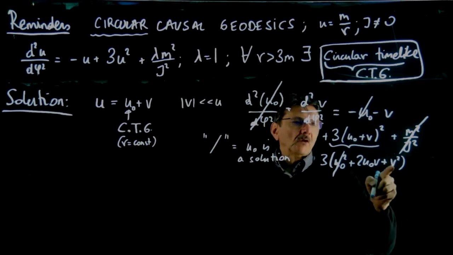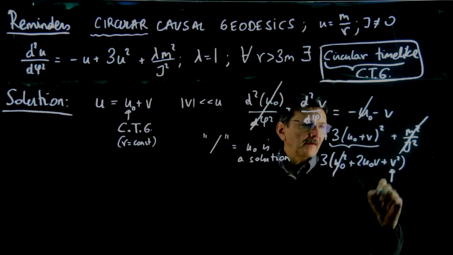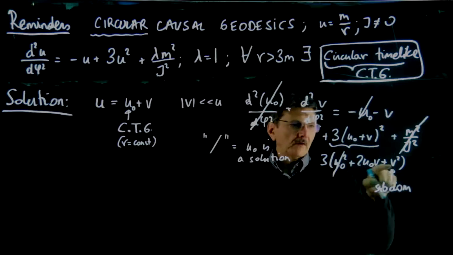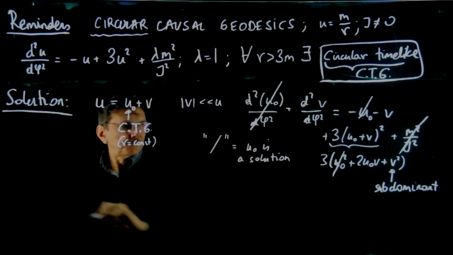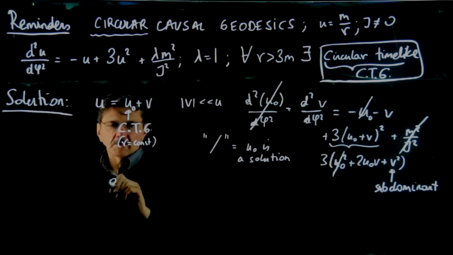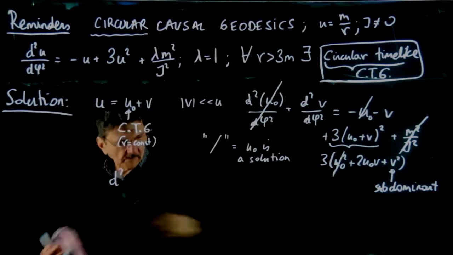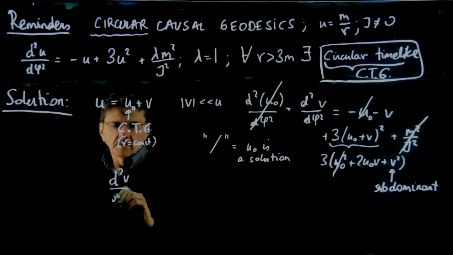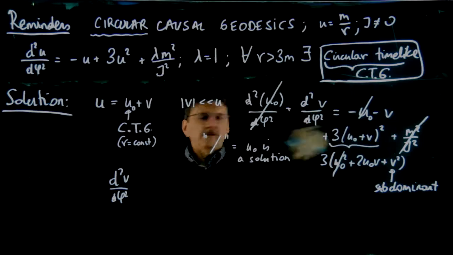And so V is supposed to be very small, much smaller than U naught. So in these two terms, this is subdominant, right? Because V is supposed to be smaller than U naught. So if you have V times U naught, and here you have V times V, this is supposed to be small. So just forget it. In other words, we get the equation d2v over d phi square, and this is gone.